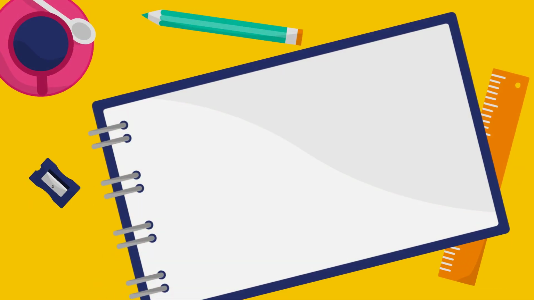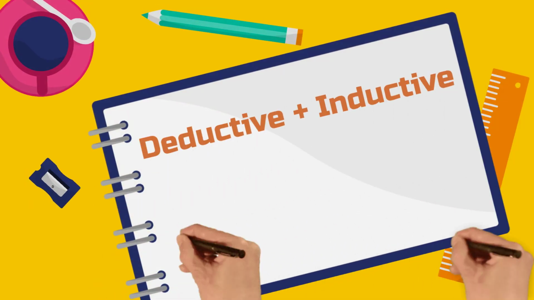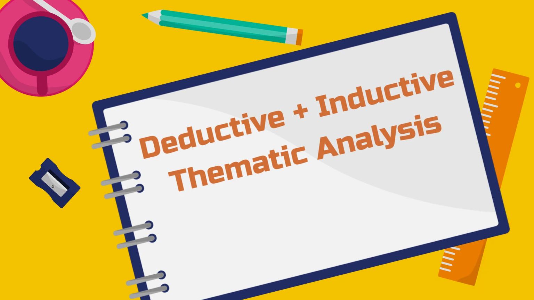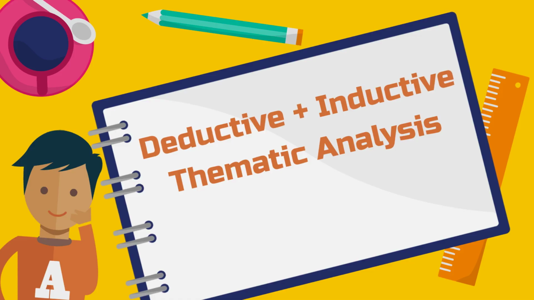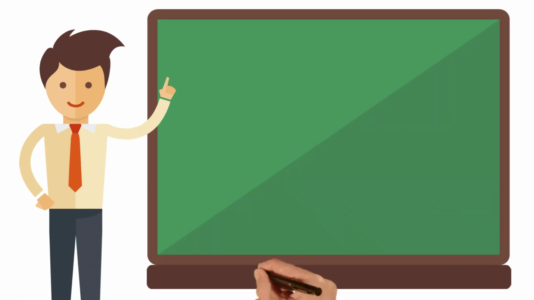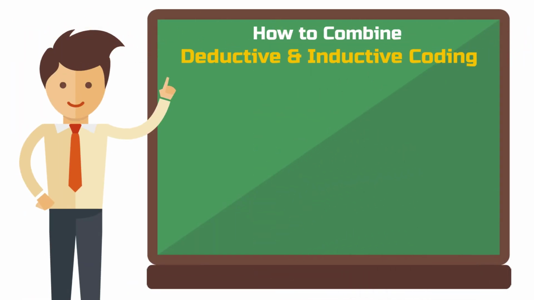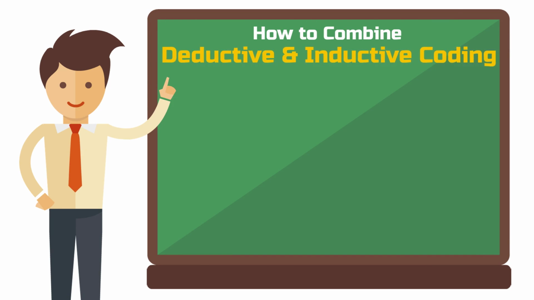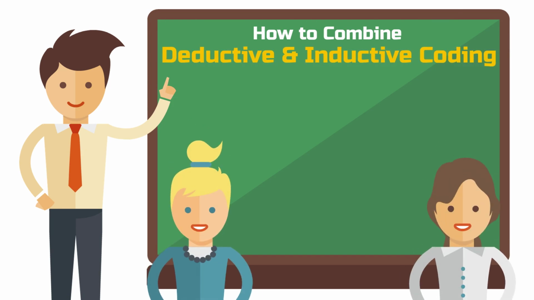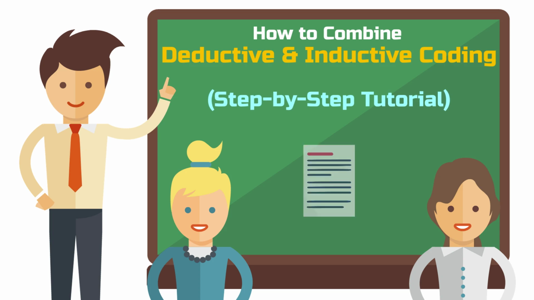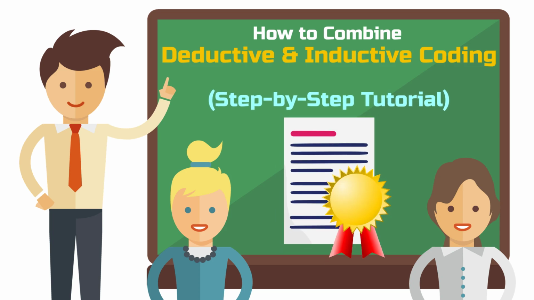Do you want to apply a combination of deductive and inductive thematic analysis in your qualitative research? Is that even possible, and what should you keep in mind? In the next few minutes, I'll show you how to combine deductive and inductive coding, what established authors like Braun and Clarke think about it, and how to use this knowledge to optimize your qualitative study.